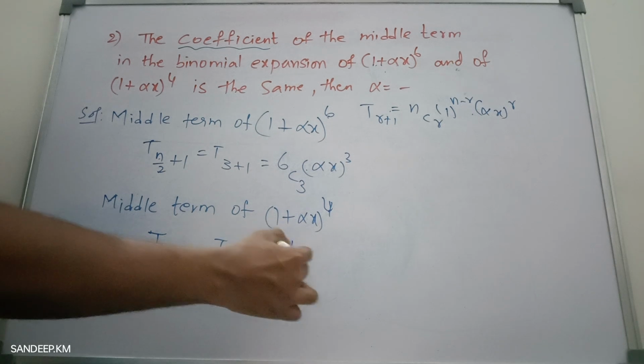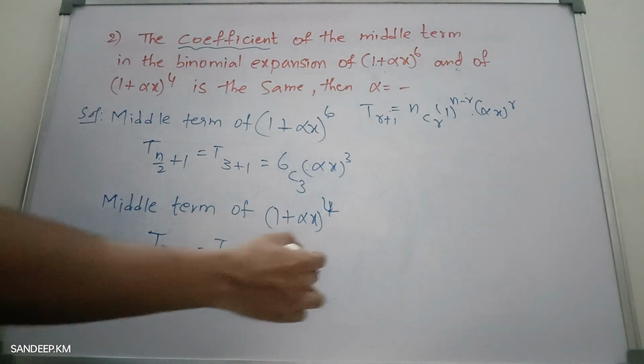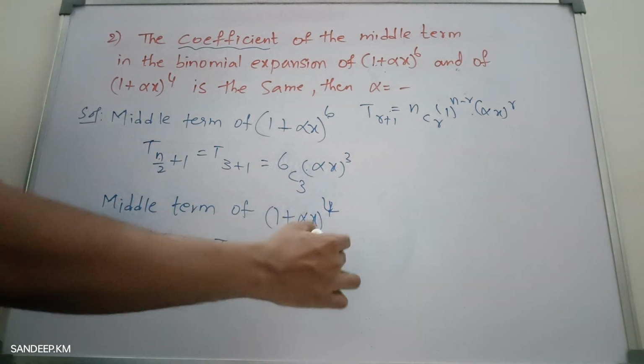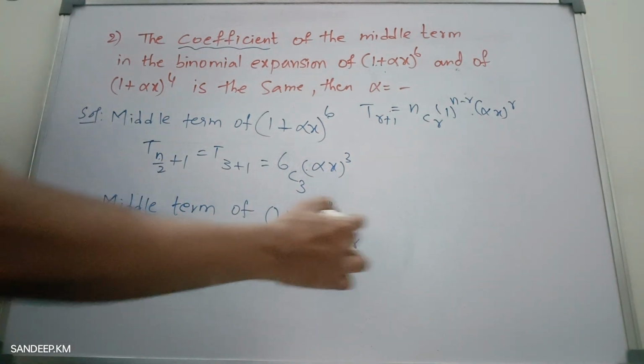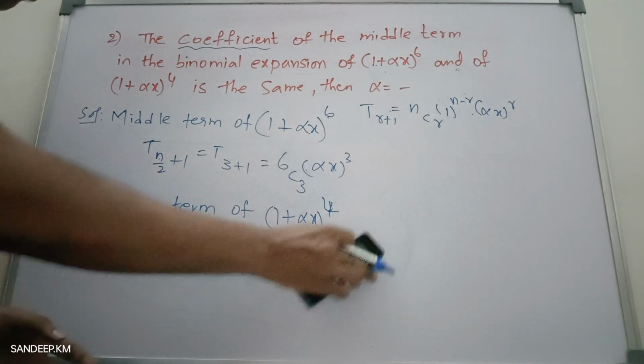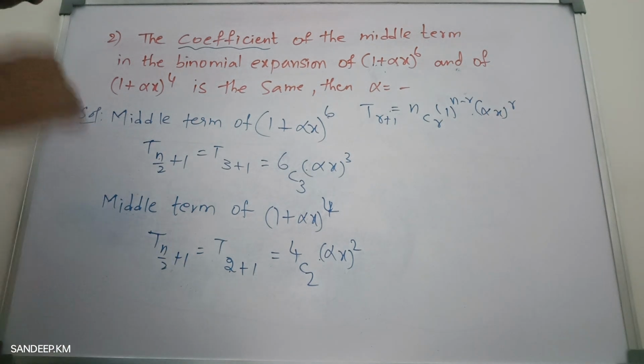nCr, 4Cr, n value is 4 here, 4Cr into 1 power 4 minus r, not needed, into alpha x power r. And what is the r value here? I just observed the r value is 2. So let me write r value as 2, 4C2 into alpha x whole power 2.